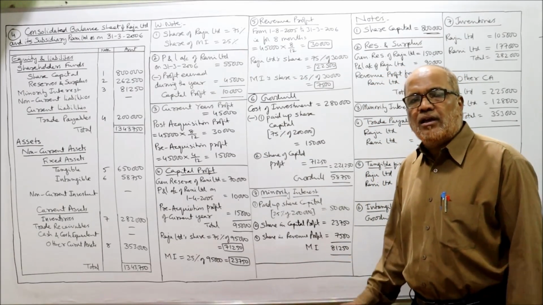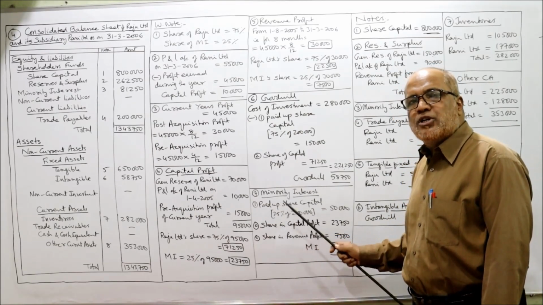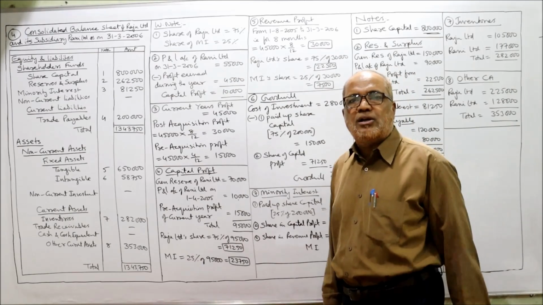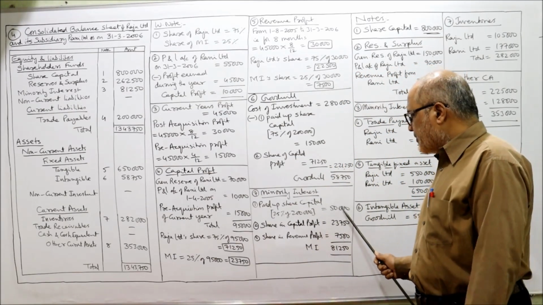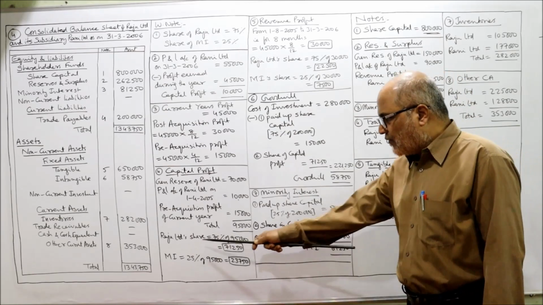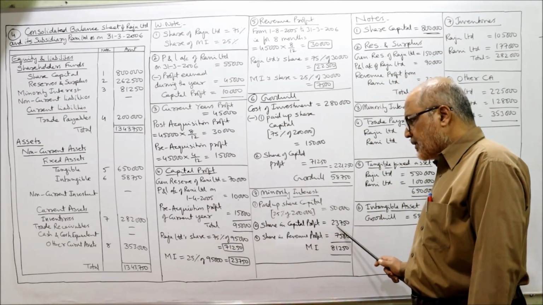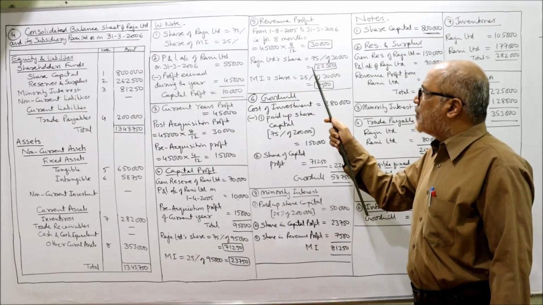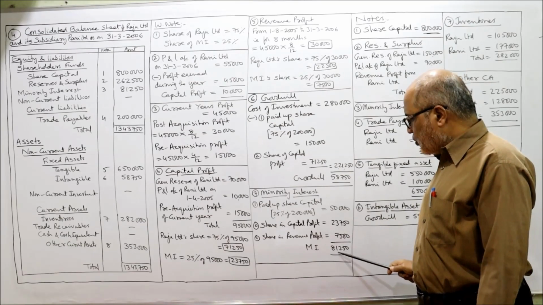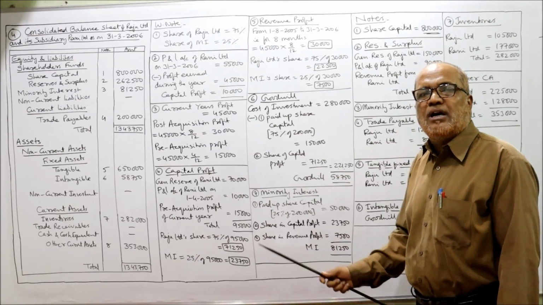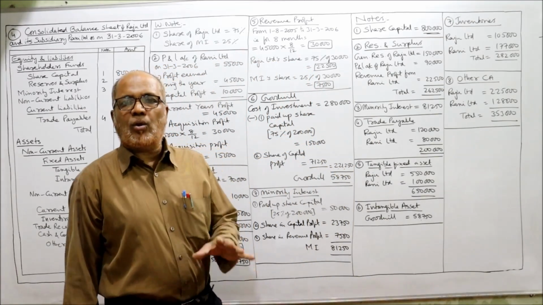Last and final working note, minority interest. First of all, take paid up share capital, 25% of 2 lakh rupees of Rani Limited. So 25% is 50,000. Share in capital profit, calculated here, minority interest share is 23,750. Share in revenue profit, calculated here, minority interest is 7,500. The total minority interest is 81,250. That's all. All the working notes calculations are over.